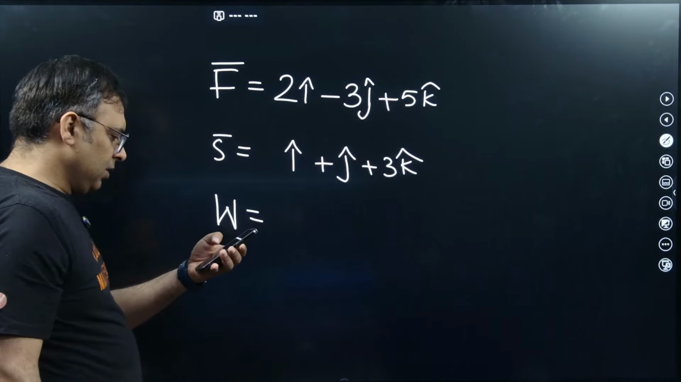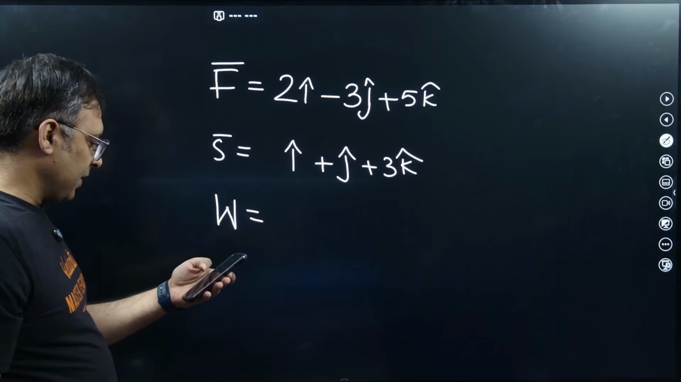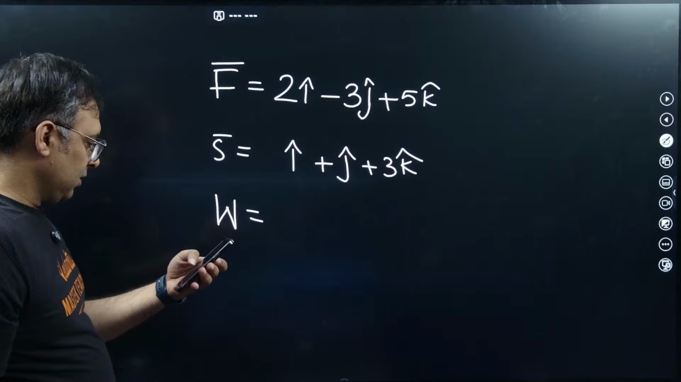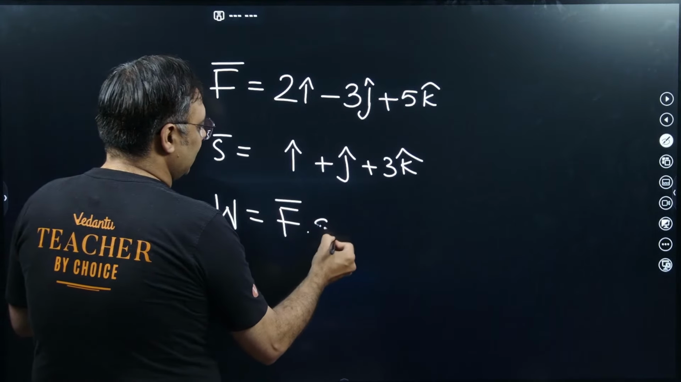Rudiran, can you give the answer, beta? Sanyam? Kampa? Kampa is Rudiran only. Come on, come on. Give the answer, bacho. F dot S. You just have to use the dot product.